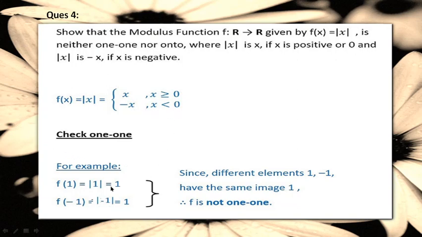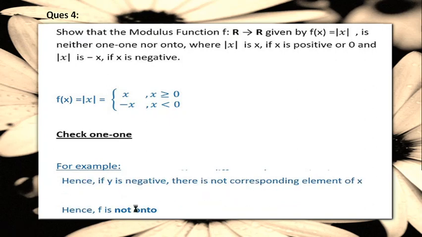So let's check for one-one. If the value of x is 1, the answer is 1, but if the value of x is -1, then also the value of the function is 1. So we can see here that for different inputs it is giving the same output. So it means the function is not one-one.